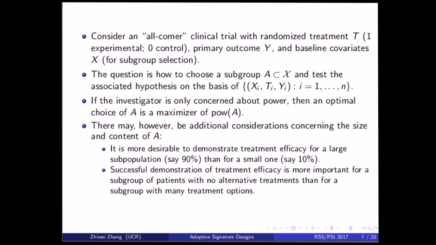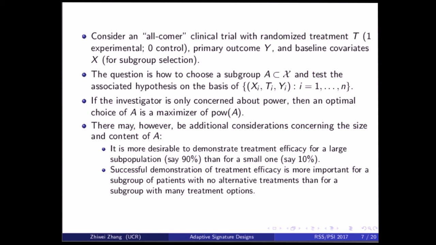So on the next slide, page number 7, we introduce some notation here so we can be a bit more formal. So T is a randomized treatment, which is 1 for experimental and 0 for control. Y is a clinical outcome of primary interest, and X is a vector of baseline covariates. The covariate vector X may be used to choose a subgroup for testing treatment efficacy. The question is how to choose such a subgroup and test the associated hypothesis using the trial data. Here, script X is the support of X, and a subgroup of patients is identified with a subset A of script X.